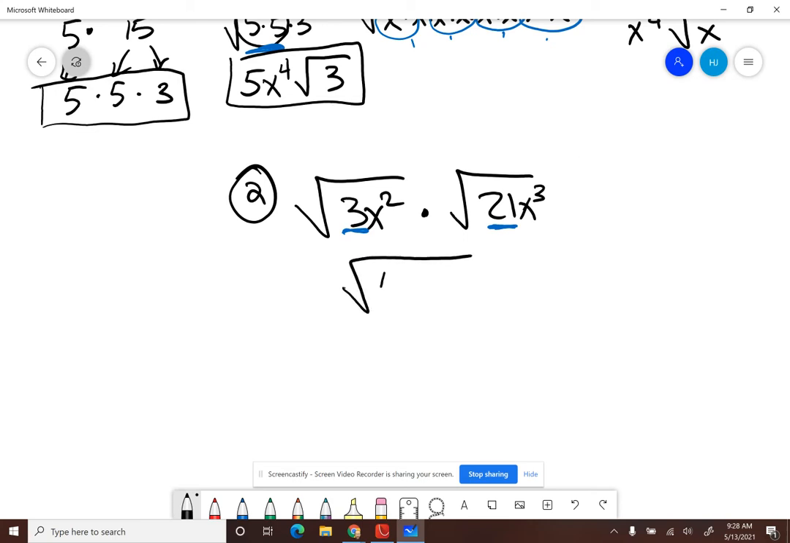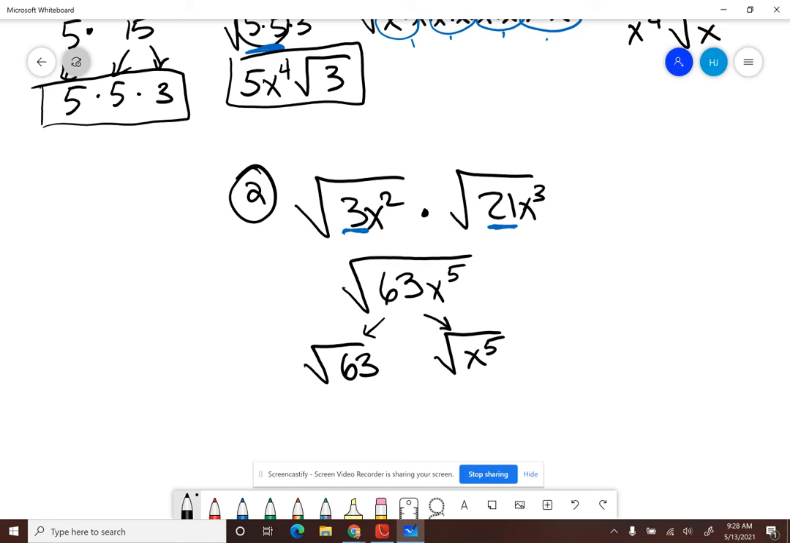3 times 21 is 63. And then I have x squared times x to the 3rd. Now you understand why we went over all those exponent rules, right? So when I multiply exponents, I actually add them. So x squared times x to the 3rd is going to be x to the 5th. And again, we're going to do the same thing we did a few minutes ago. We're going to just split this into 2 parts. So I've got the square root of 63 here. I've got the square root of x to the 5th over here.